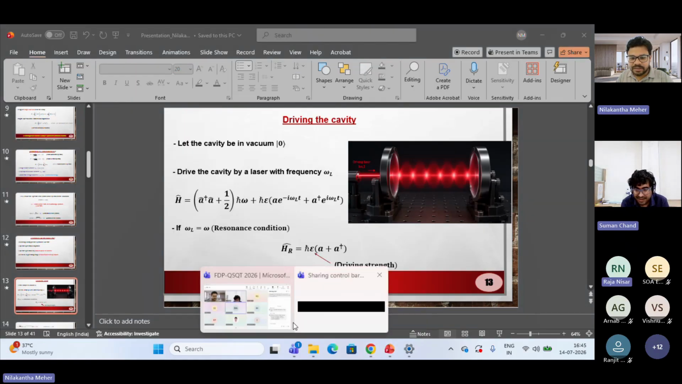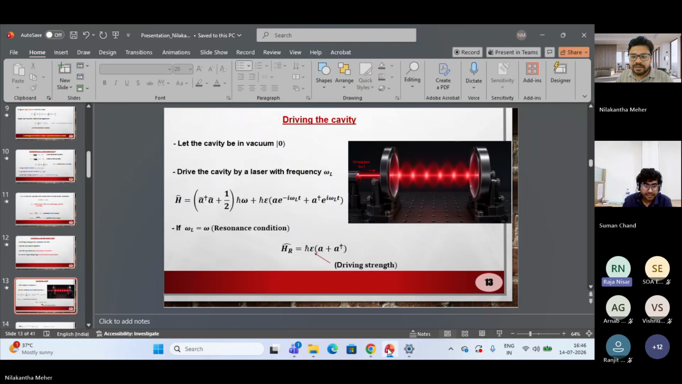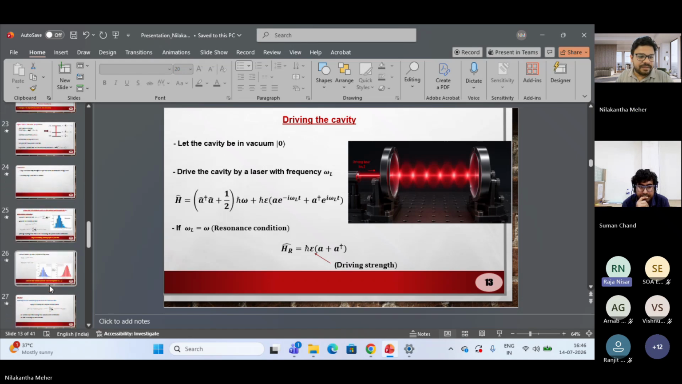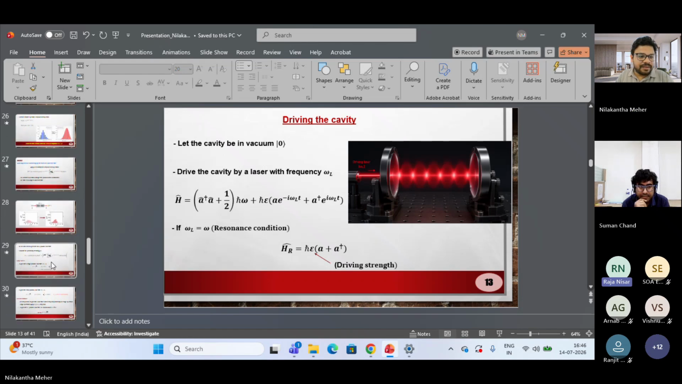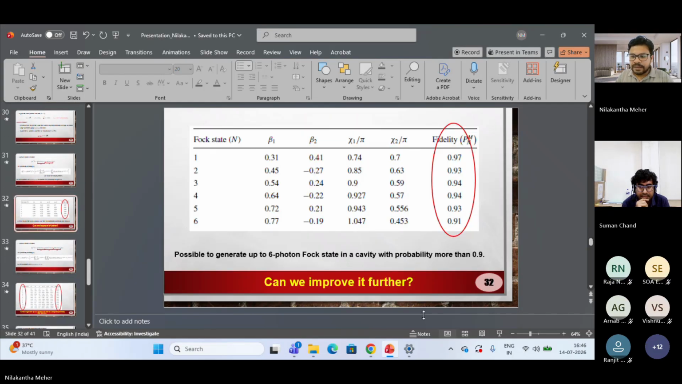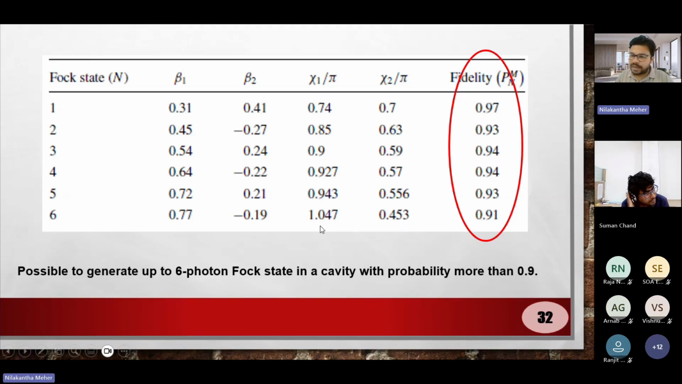Next question: interference between different photons. You are able to generate 6 photons in the cavity with a good probability distribution, but what about photon-photon interaction within the cavity? How do you prevent that? Due to Kerr nonlinearity, yes, due to the Kerr medium there will definitely be photon-photon interaction. Because of this interference only, we are able to generate these 6 photons. That's why these energy levels are not equispaced also.